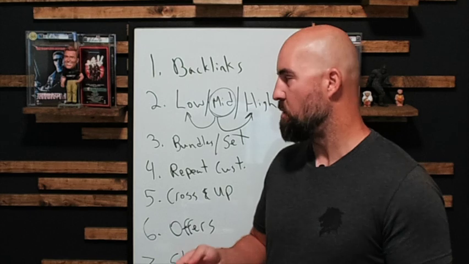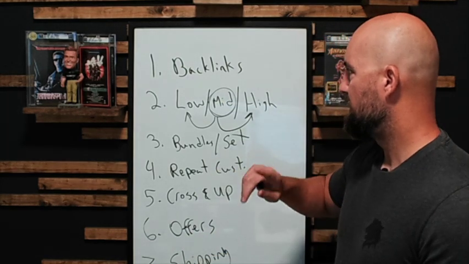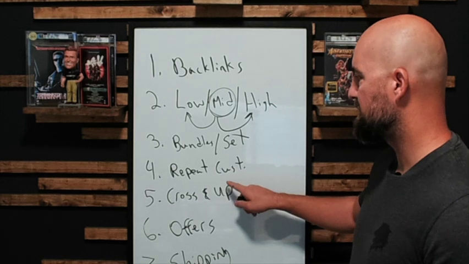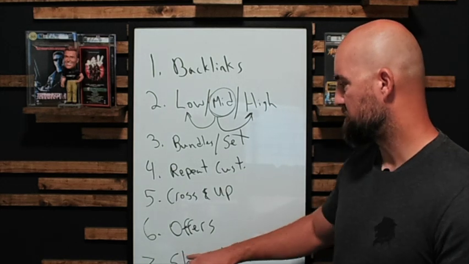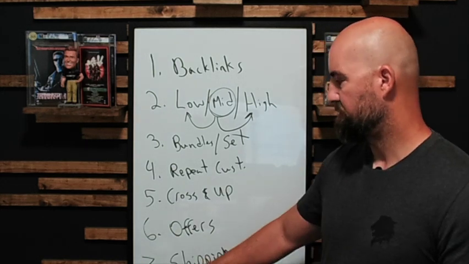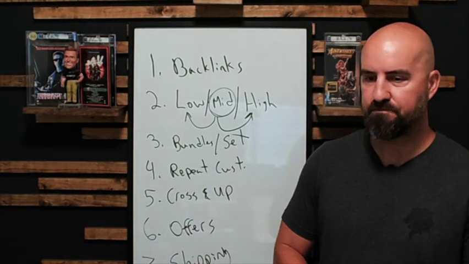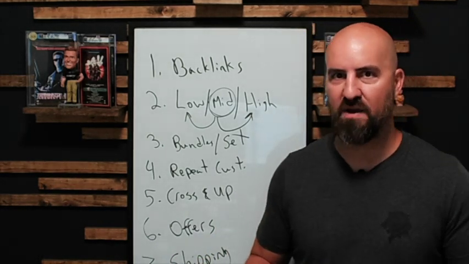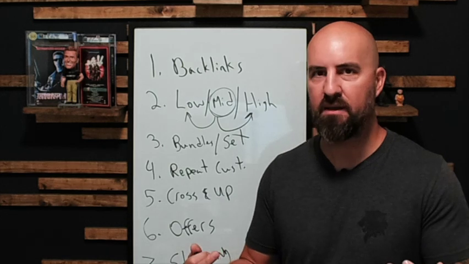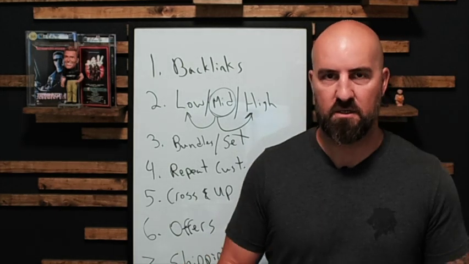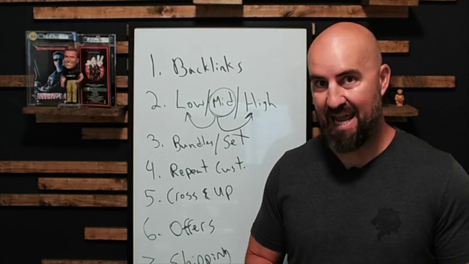But those are the 7 ways. We got backlinks, low, middle, high priced items, bundles and sets, repeat customers, limited time offers on higher priced items, and free shipping incentives, changing around that. So those are the 7 ways that you guys can increase your revenue per customer. So be thinking in terms of that. At the end of the day, most of this you can implement and work into your business today, and that's my hope for you.